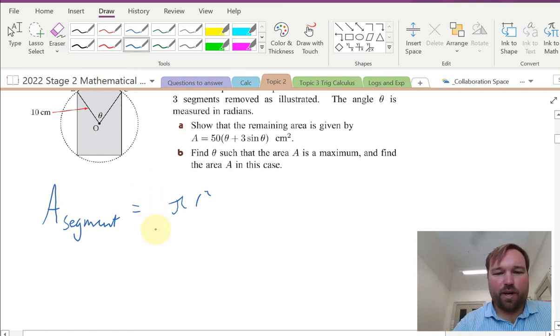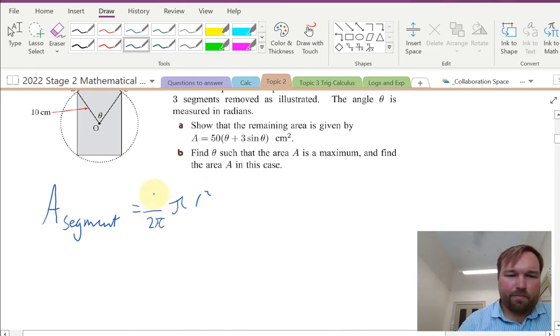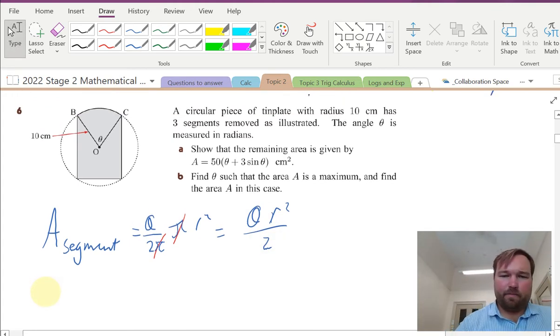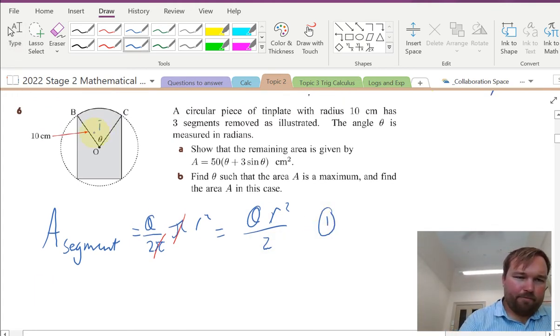However, here we're talking in radians. We still want the fraction argument, and we remember there are 2 pi radians in a circle, and therefore this is theta on 2 pi. Now, interestingly, the pi's cancel, and so therefore the area of the segment is theta r squared over 2. And that is section 1.